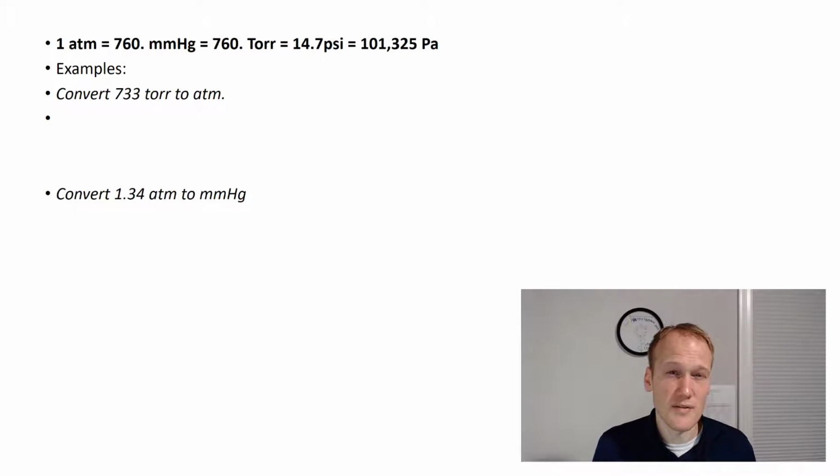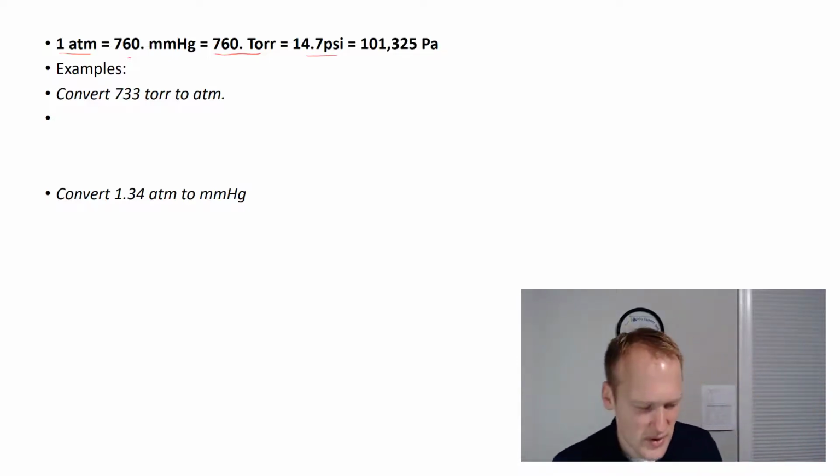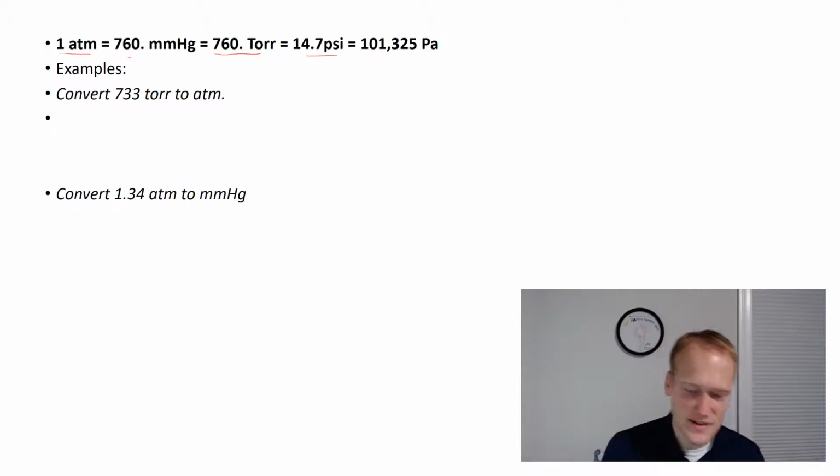Because of this, you need to be able to convert across the different units of gas pressure. So if you look here, we have 1 atmosphere equals 760 millimeters of mercury, which equals 760 torr, which equals 14.7 psi, which equals 101,325 pascals.